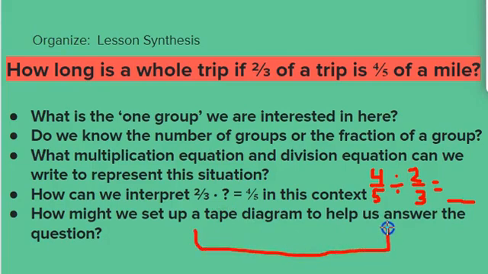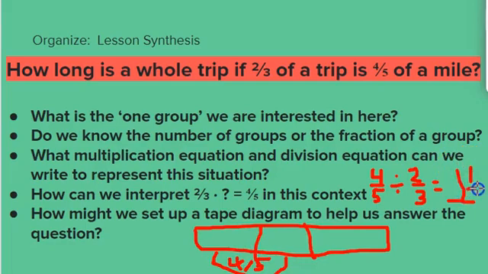In our tape diagram, if these two parts together are 4/5, what's the entire trip? Yeah, each of those would be 2/5, so the entire thing is going to be 6/5, or 1 1/5 miles. So using the division or using the multiplication can help us understand why the division has to work out the way it does. Okay. All right.